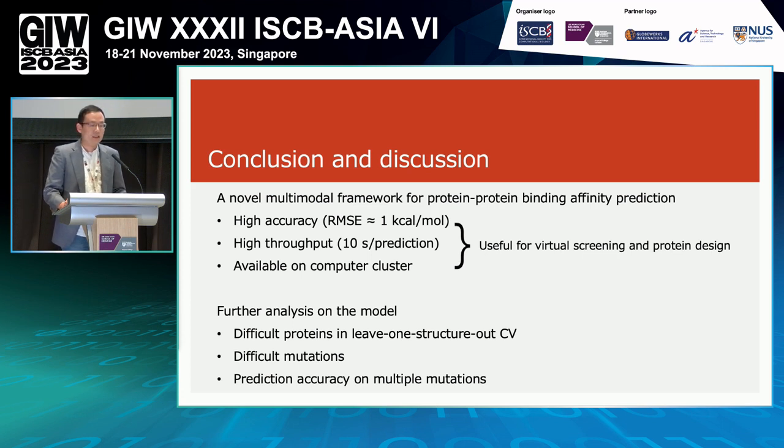So we plan to conduct some further analysis on the model to investigate what kinds of protein are difficult for the model in the one-structure-out cross validation, and what kind of mutation is difficult for this model to predict. And we also plan to check the prediction accuracy on multiple mutations.